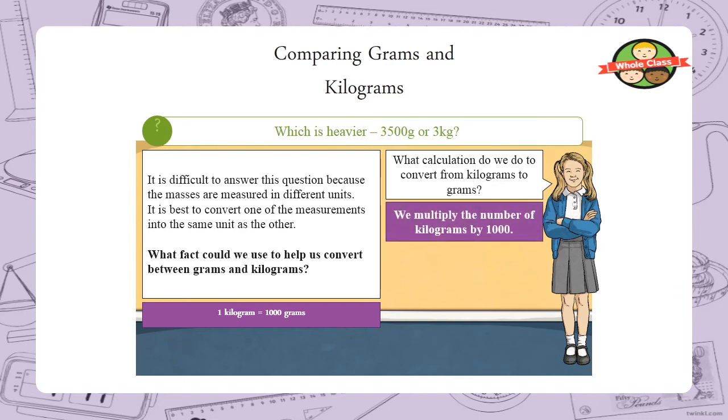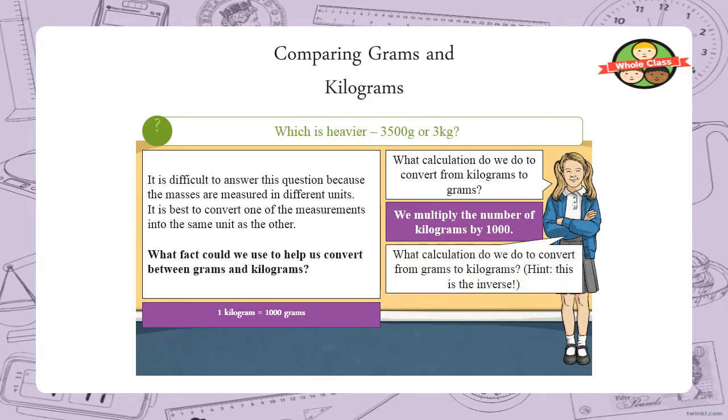Now what about the inverse operation? If I want to convert from grams to kilograms, we divide by 1000. Good. So let's come back to our question. 3,500 grams and 3 kg. It's easier to multiply by 1000. So 3 kilograms, can you tell me how many grams? Excellent, it's 3,000 grams.